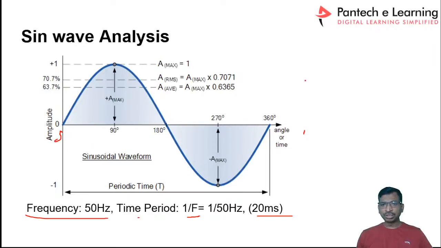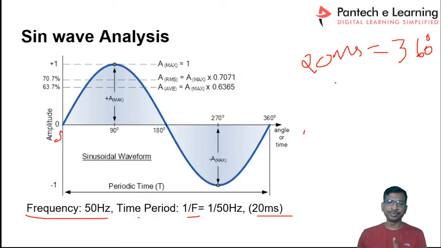So 20 milliseconds is equal to 360 degrees, which is one cycle. Can you comment what the time period for 1 degree is? The 360 degrees is equal to 20 milliseconds, and what is the time period for 1 degree? Can you just comment in the comment box?